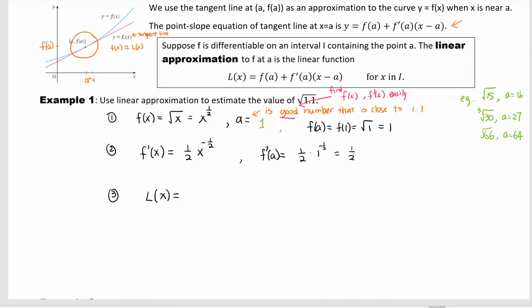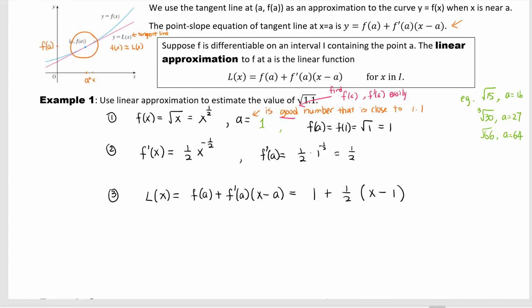So this is also our linear approximation. So that is f of a plus f prime of a times x minus a. So have this formula in mind. f of a is 1. f prime of a is 1/2. We have x minus a. What is a? 1. Okay, so this is our tangent line equation. So just keep it like that. You don't need to simplify. Okay, you will see why.